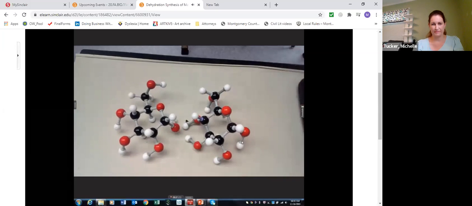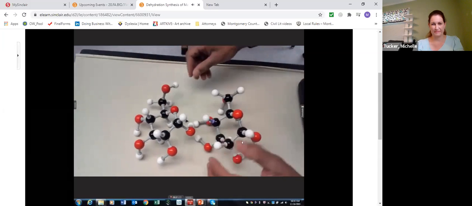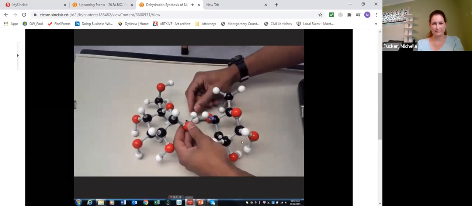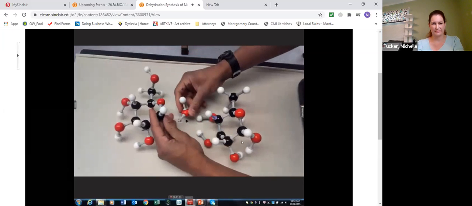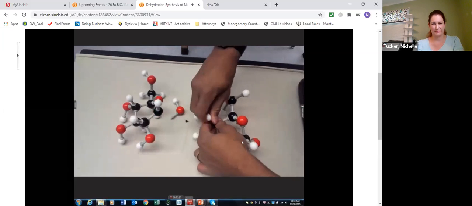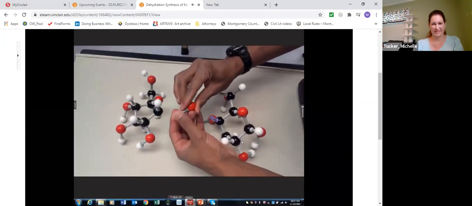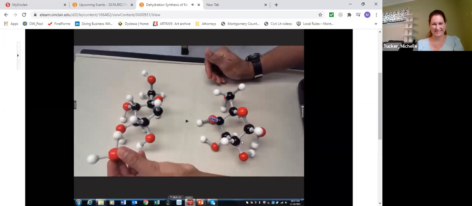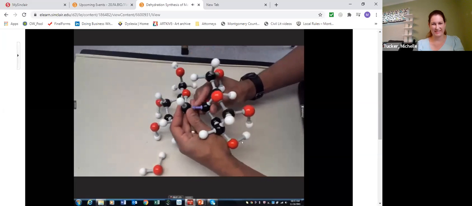Typical dehydration synthesis. When these molecules combine, some water has to come out. So here's the OH right here, and then I'm going to take it off here. You can always show water being produced, and you'll see this in all the videos I do for dehydration synthesis with the molecules. So here it is.